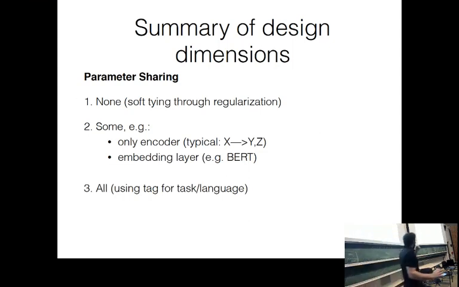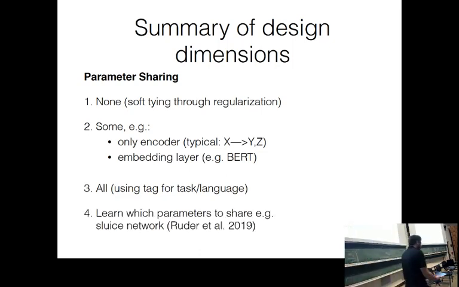Or you could share all of the parameters, where either you initialize, or you are basically sharing. And in the multilingual or domain adaptation case that we talked about, you adapt all of the parameters and use a tag for providing the model information about the language, or the task, or basically the source distribution and/or the target distribution.